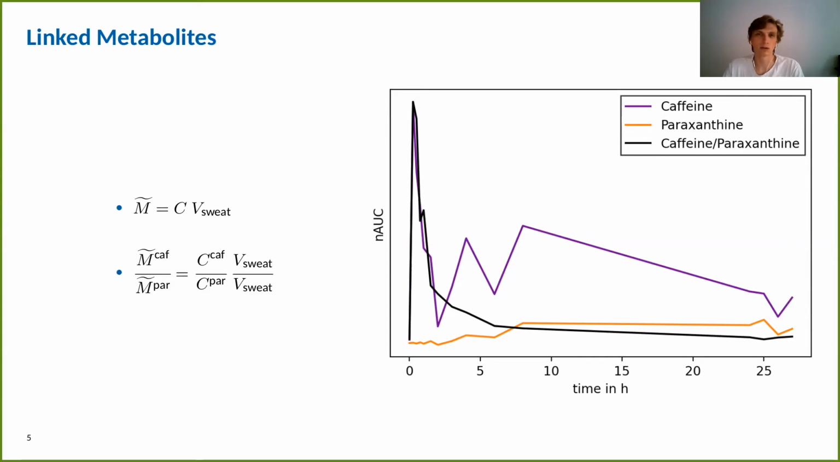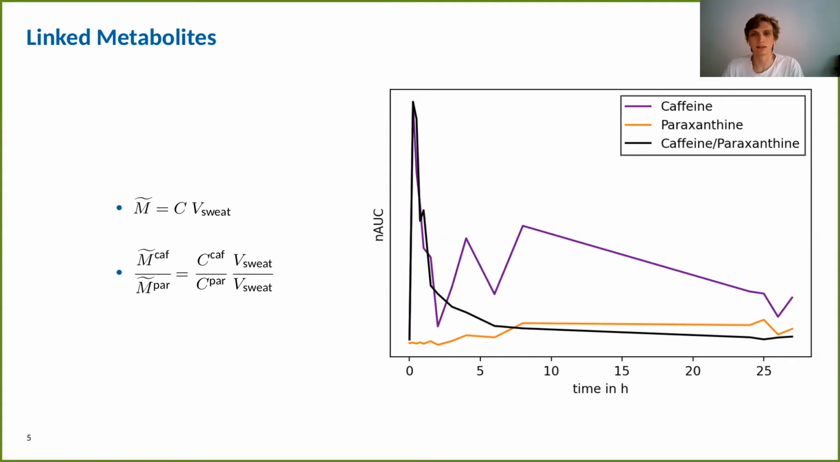But if you look at two metabolites, for example, caffeine and paraxanthine, and take the ratio, so M caffeine over M paraxanthine, then it actually equals the true concentration of caffeine over the true concentration of paraxanthine, because the sweat volume cancels out because it's the same for both metabolites at one time point.